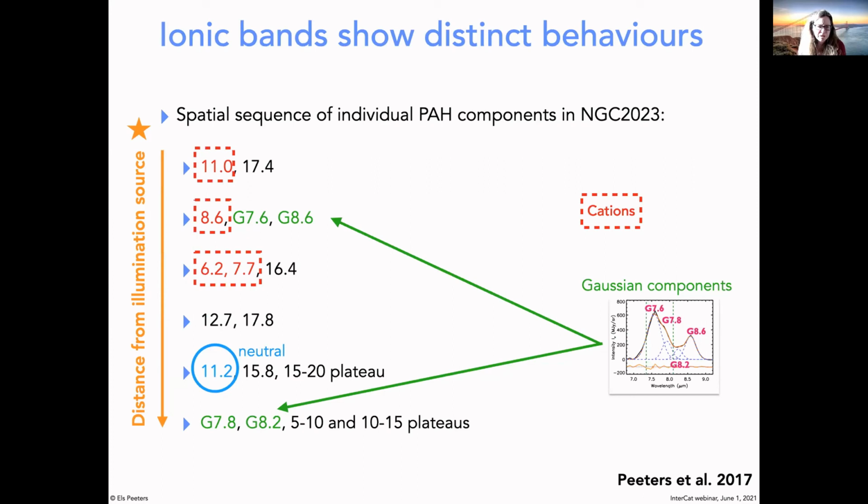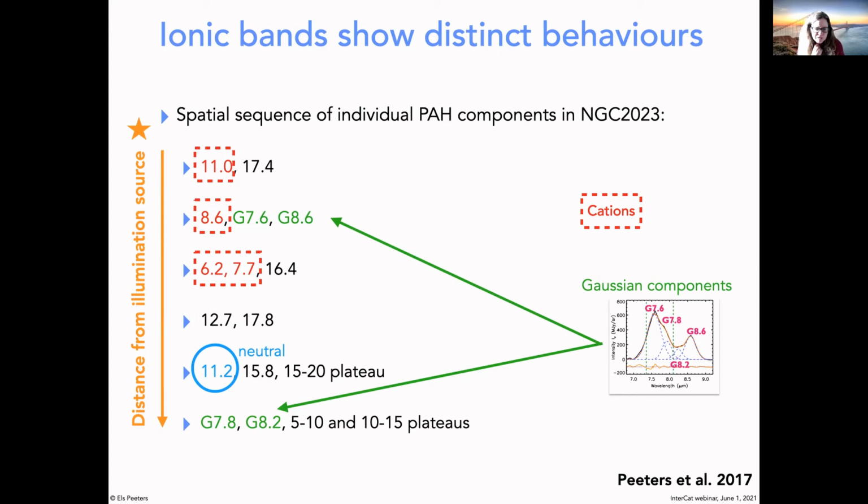And so if you go and look at the morphology for all the individual PAH components in this reflection nebula, you can order them starting with where the peak emission is closest to the star to further away from the star. So on the top of our list here, we have the emission features which are peaking closest to the star. And if you go down the list, you have emission features peaking further away from the star. I haven't talked about all of these emission features, but you can see on the second last row that we have the 11.2, which we assign to neutral PAH emission.